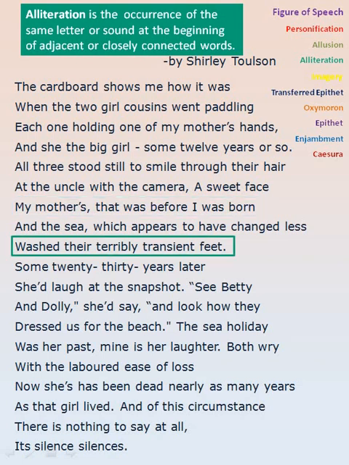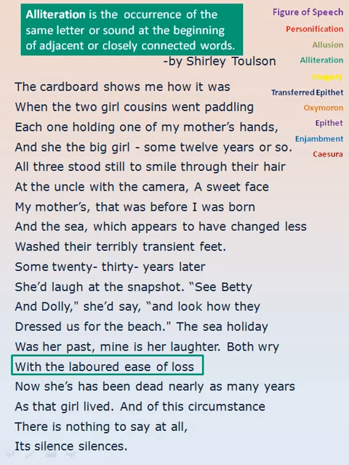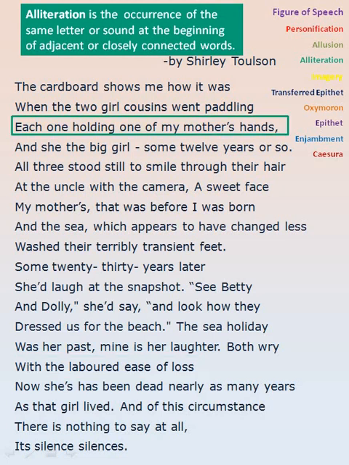Washed their terribly transient feet, their terribly transient, all these words begin with the letter T. In the next line also, twenty, thirty, where you have the same first letter T. With the labored ease of loss, where labored, loss, both the words begin with the letter L. In the third line, we have one more alliteration. Holding hands, both the words begin with H. So they are also alliterated words there.